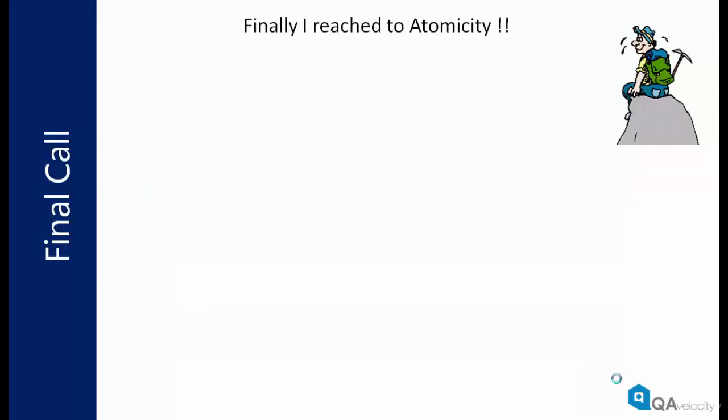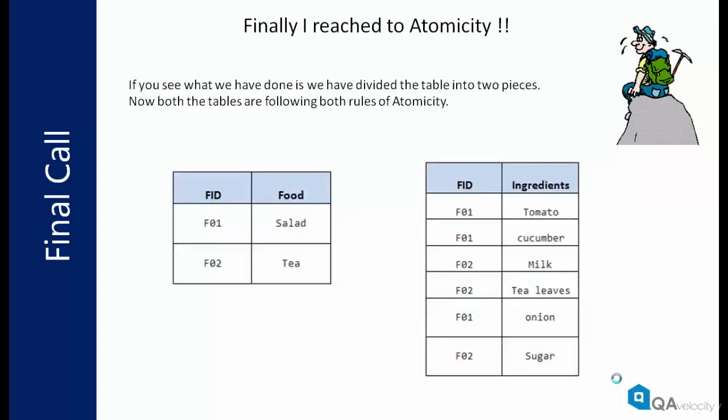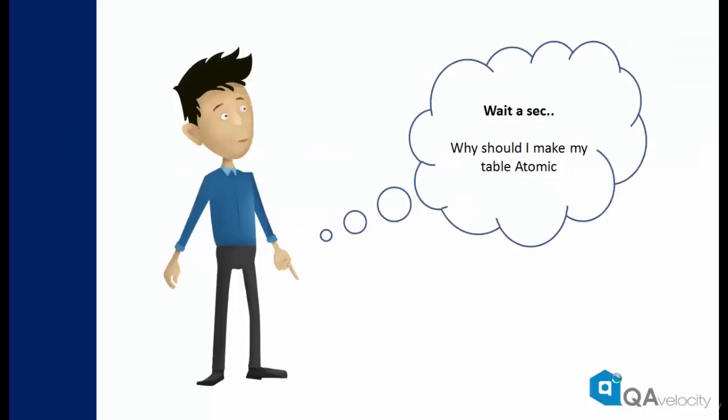So let's take a final call on our table and set it to follow rule 2. To make it atomic, what we have done is divide the table into two pieces, one for food item, another for ingredients. Now if we analyze both tables with the atomicity rules, these tables are following both rules of atomicity. Wait a second, why should I make my table atomic?